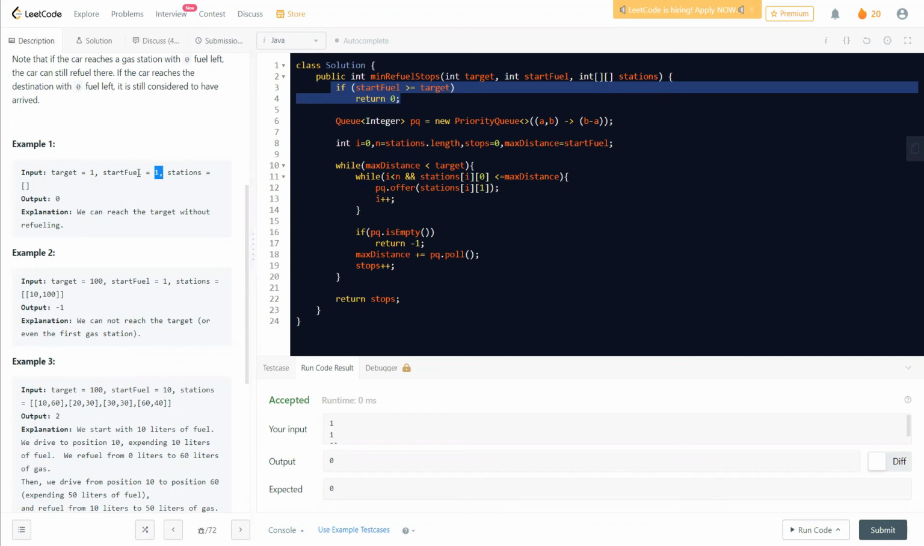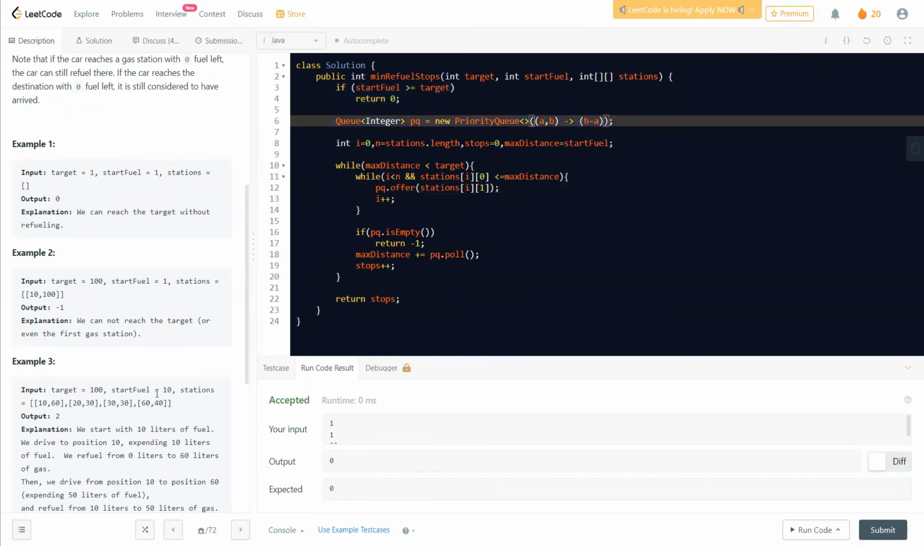The target is, in this case, equal to the start fuel, so we return zero. If our start fuel is enough for the target, we should return zero. Fine, so that's no queue, no stop. Now further, we just got a queue. The queue will be storing exactly the amount of fuel we have at a particular station. Fine, so there's a queue, and this is a priority queue.